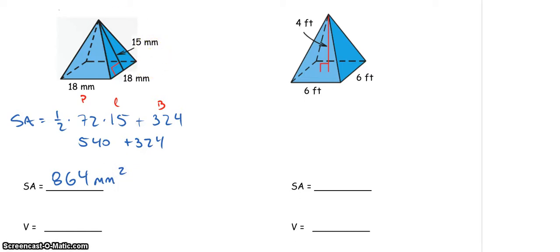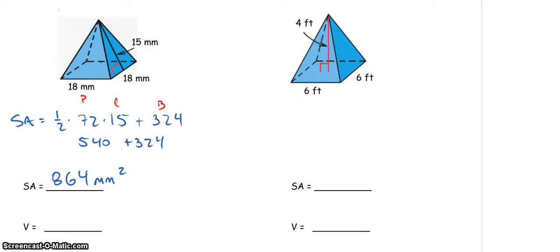Now for volume. Volume is 1/3 area of base times height. Now where does the 1/3 come from? If I had a square prism, so a cube with 18 millimeter base, what would happen is if I flipped this upside down and cut off the top and filled it up with water, it would take 3 full pyramids to fill up the prism. So it's 1/3 of the amount of space on the inside in relation to the prism. So that's where the formula comes from.